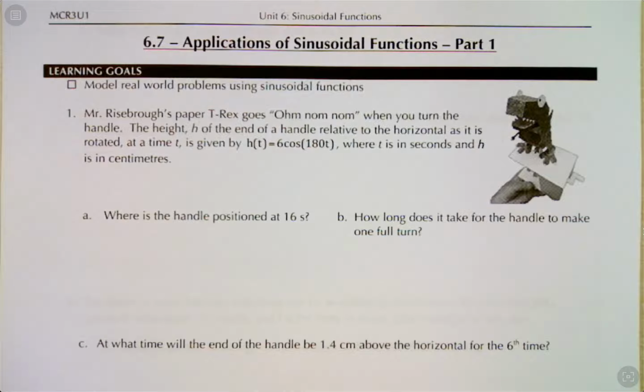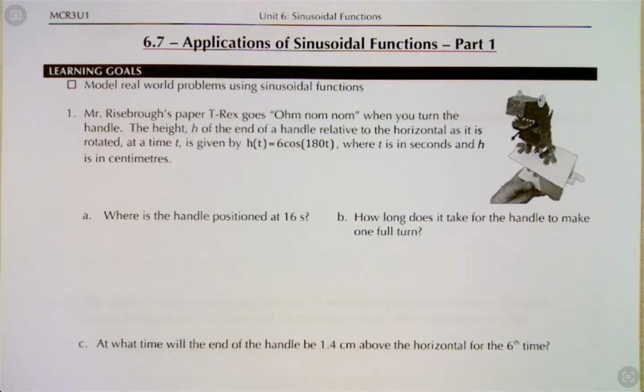Okay, this is lesson 6.7, Applications of Sinusoidal Functions, part 1. So in part 1, we have 3 word problems we're going to look at today. I'm going to do 2 in this video, save 1 for you to try, and then tomorrow we will have more word problems in part 2.